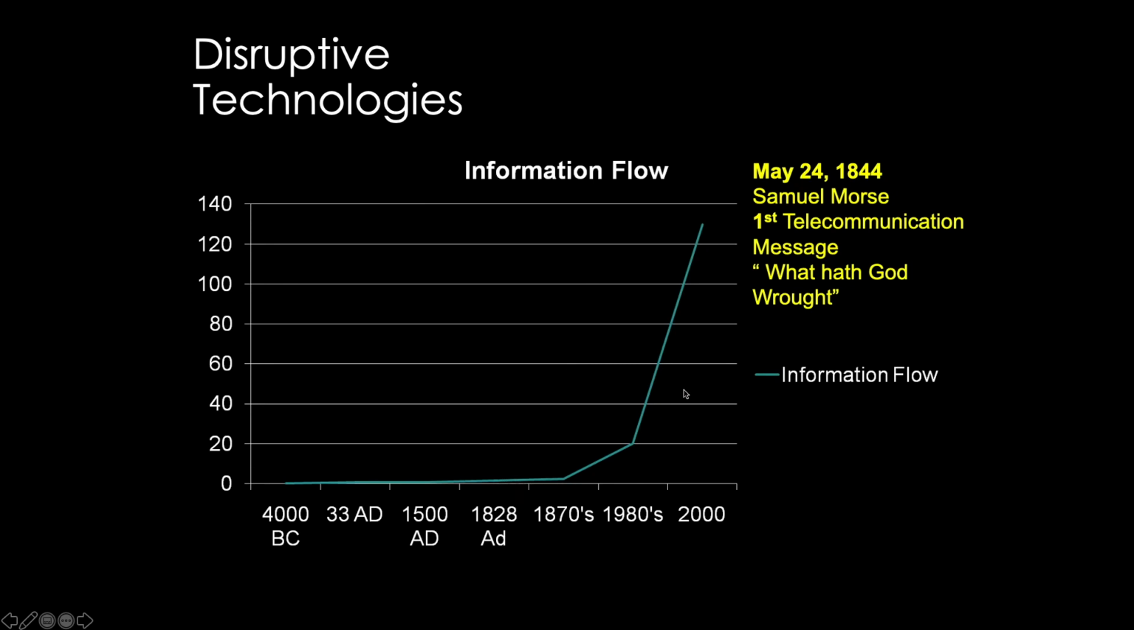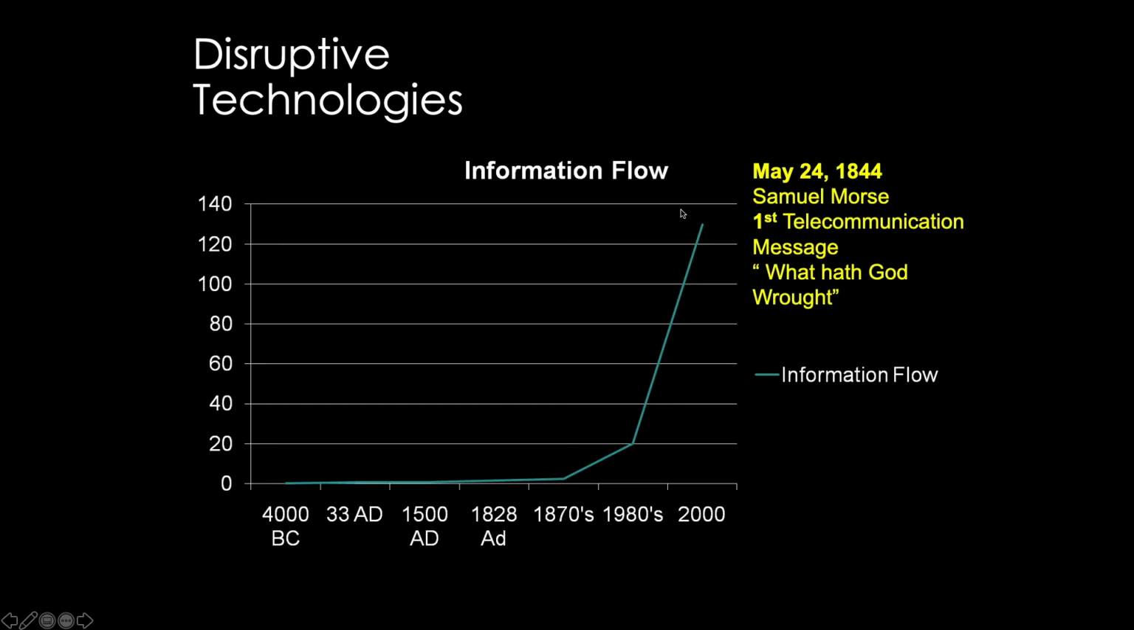But on May 24th, 1844, Samuel Morse sent the first telecommunication message, and he said, "What hath God wrought?" It went from Baltimore, Maryland to Washington, D.C., and so that came in clear. And if I could make this line straight up from 1990, that's really what it would look like. I just kind of messed around with this to get a grip. It's just going straight up.